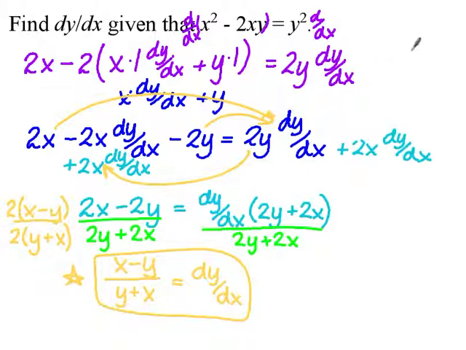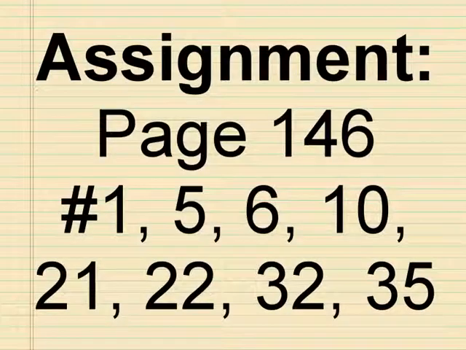Okay? All right, so this is what you need to do. Okay? So 1, 5, 6, 10, 21, 22, 32, and 35.